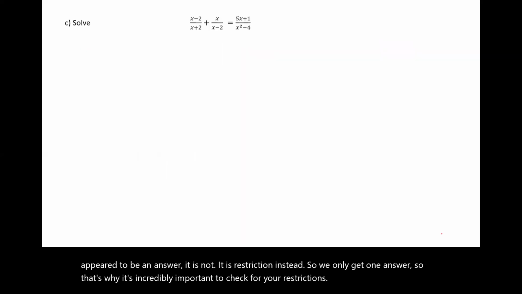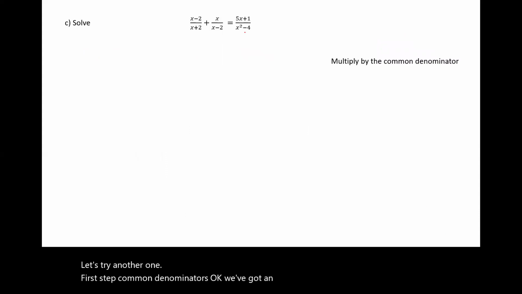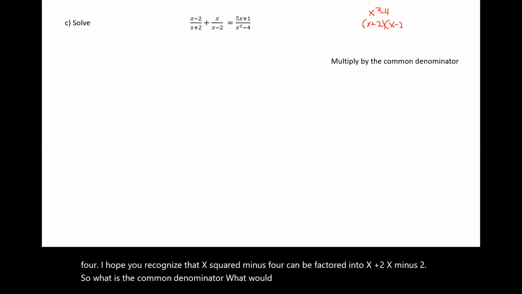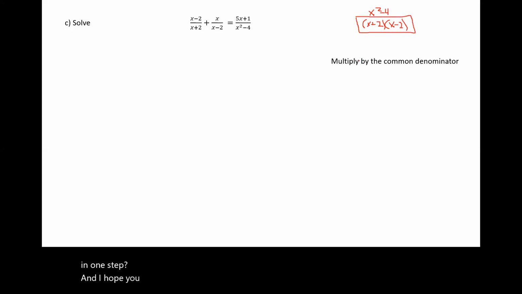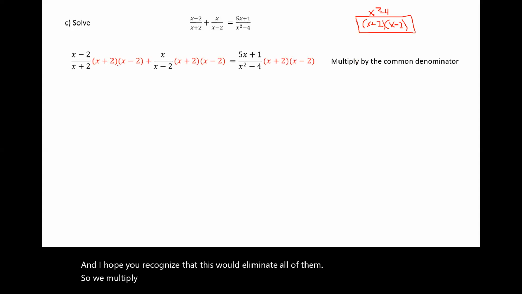Let's try another one. First step, common denominator. Okay, we've got an x plus 2, an x minus 2, and an x squared minus 4. I hope you recognize that x squared minus 4 can be factored into x plus 2 times x minus 2. So what is the common denominator? What would eliminate absolutely all the denominators in one step? And I hope you recognize that this would eliminate all of them. So we multiply everything by the same term. That's the only way to keep the equation in balance.